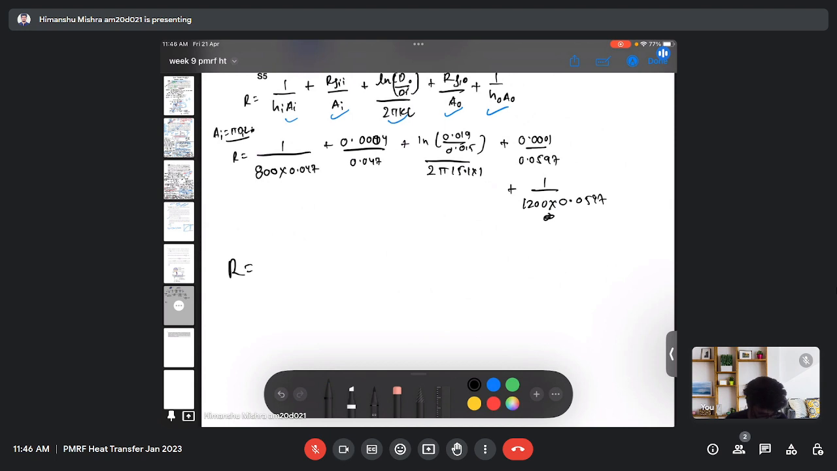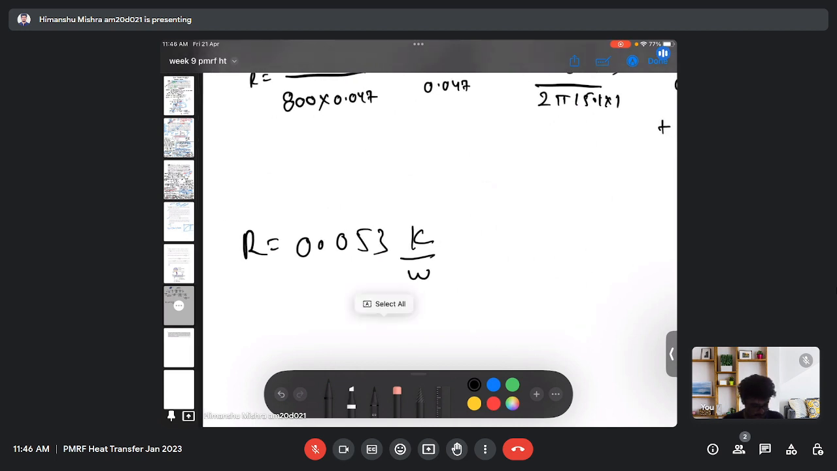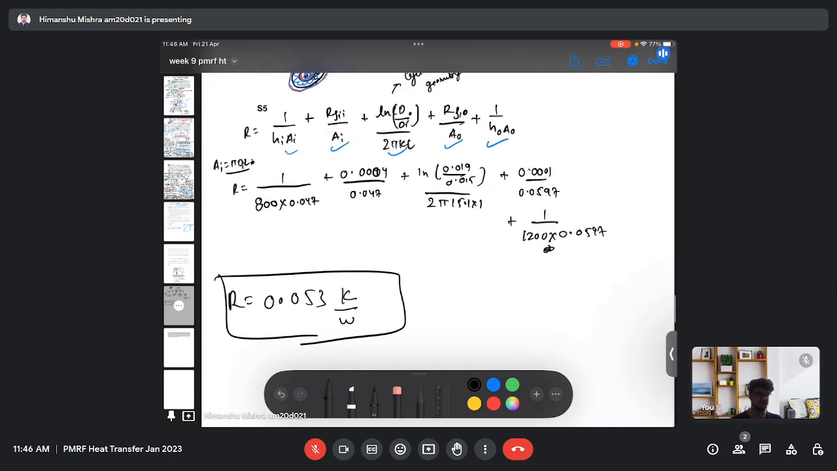So we need to calculate the whole resistance. On calculating, we will get 0.053 Kelvin per watt. This is my overall resistance which we got from this.